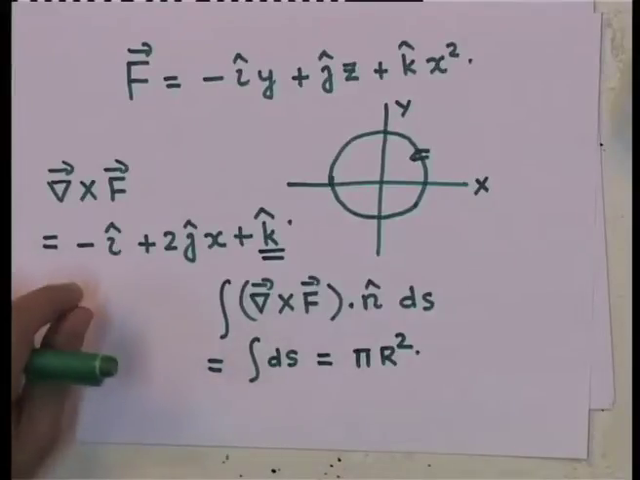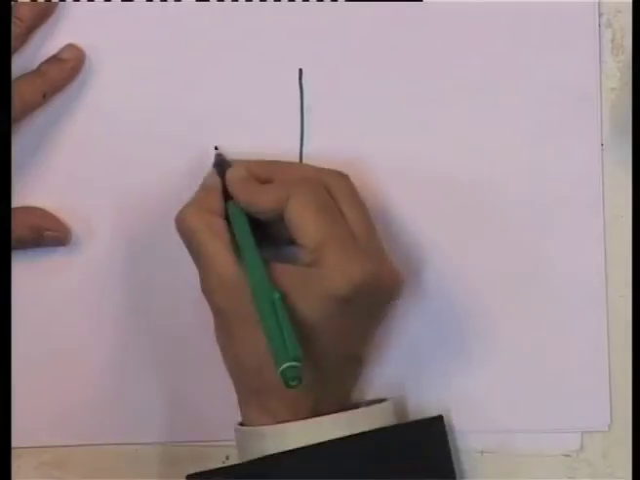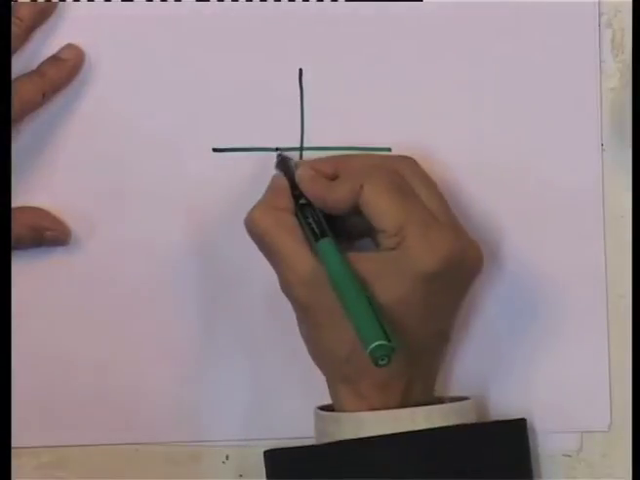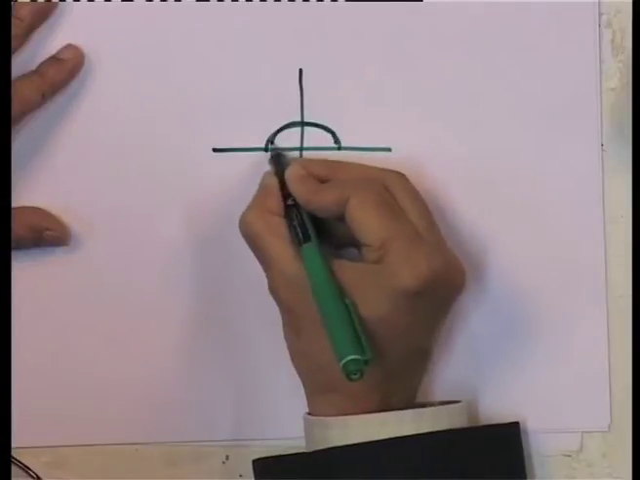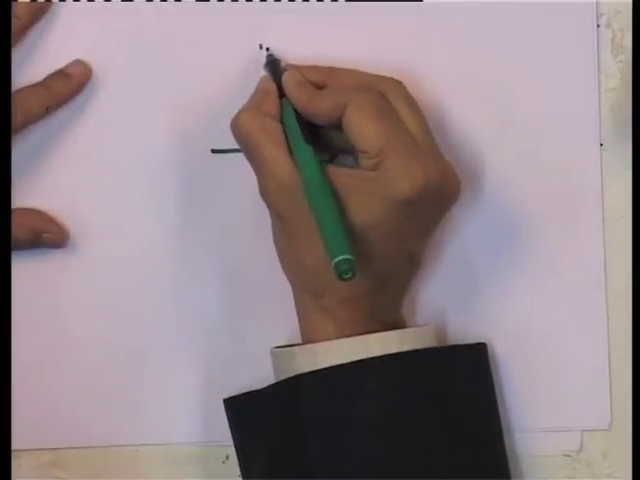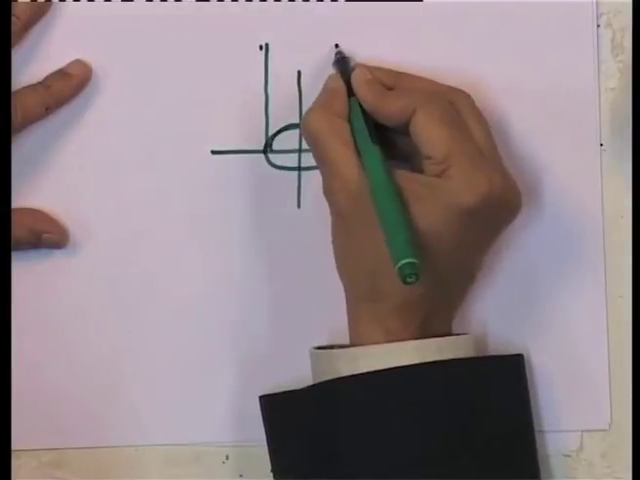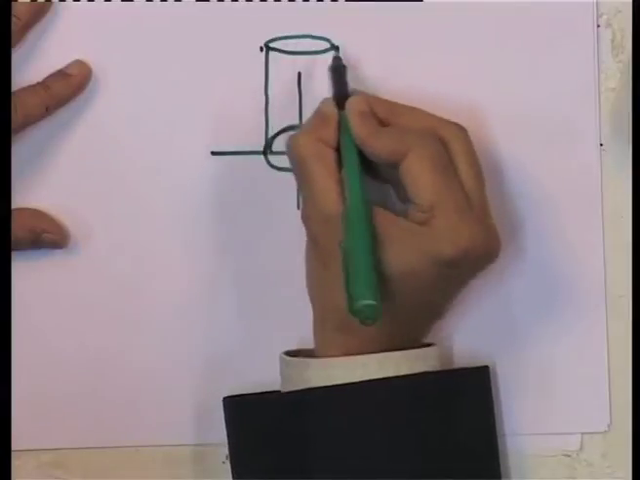Okay, that is rather trivial, but take a bit of time and try to repeat this exercise by taking that I have this circle, of course, in the xy plane. Let me draw it slightly differently, and let it be the base of a cylinder, which has a height h along the z axis.